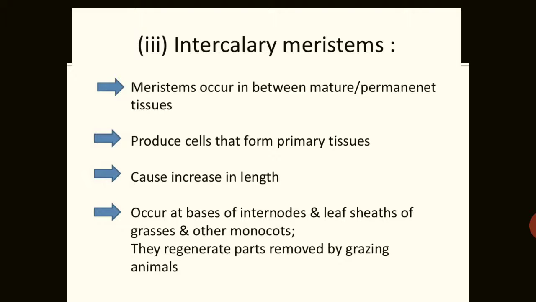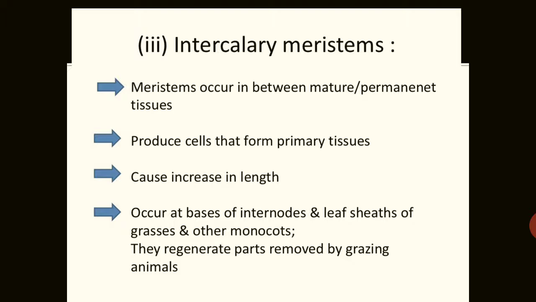The third position of the meristems is the intercalary. Intercalary is the position where meristematic tissues occur in between mature or permanent tissues. Permanent tissues have lost the power of division after maturity. So in between these permanent tissues, some meristems are found for cell division. This is known as the intercalary meristems. It is also produced from the primary tissues, and it causes an increase in the length of the plant. It occurs at the base of the internode and leaf sheath also.